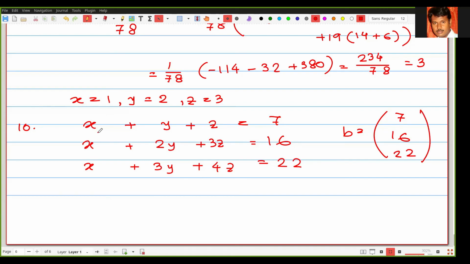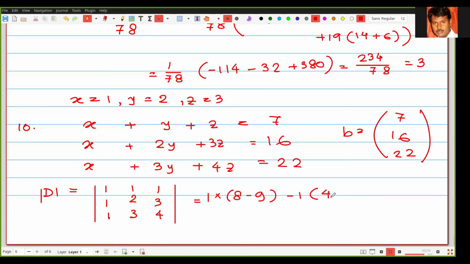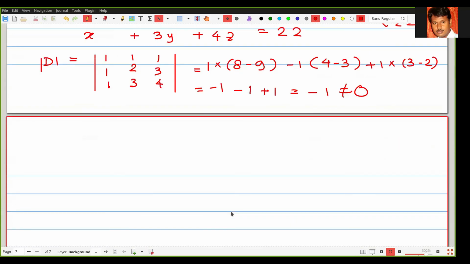So let's check what is the value of the determinant of the coefficient matrix. According to the coefficients, that is 1, 1, 1, that is 1, 2, 3, and that is 1, 3, 4. So the value is 1 into 8 minus 9 minus 1 into 4 minus 3 plus 1 into 3 minus 2 is equal to minus 1 plus 1, or minus 1, not equal to 0. So we can proceed to Cramer's rule.